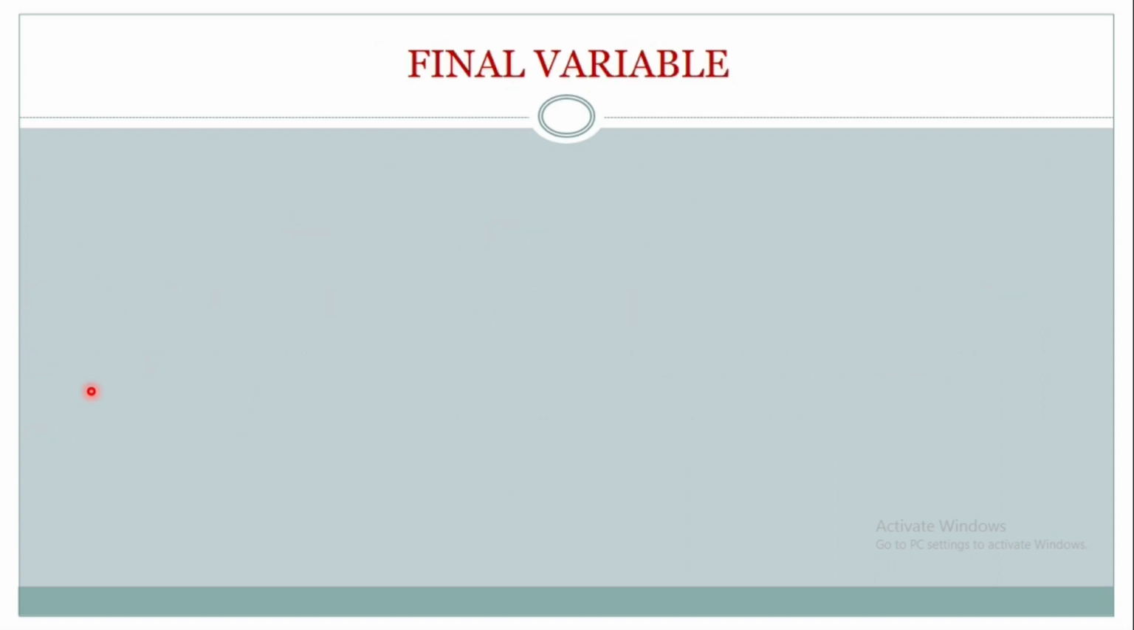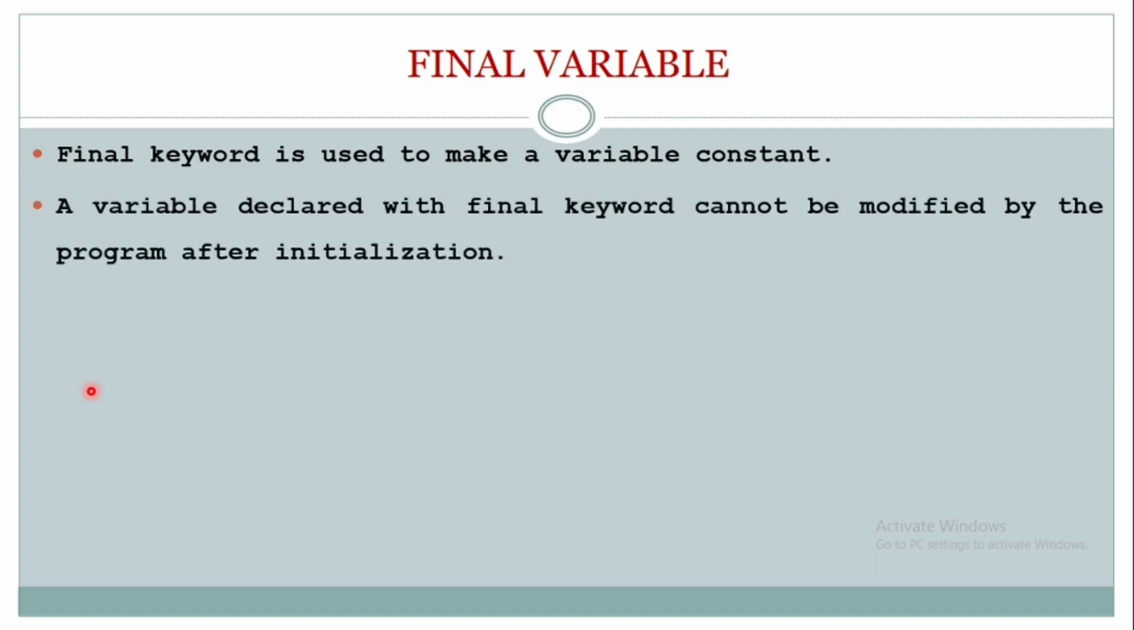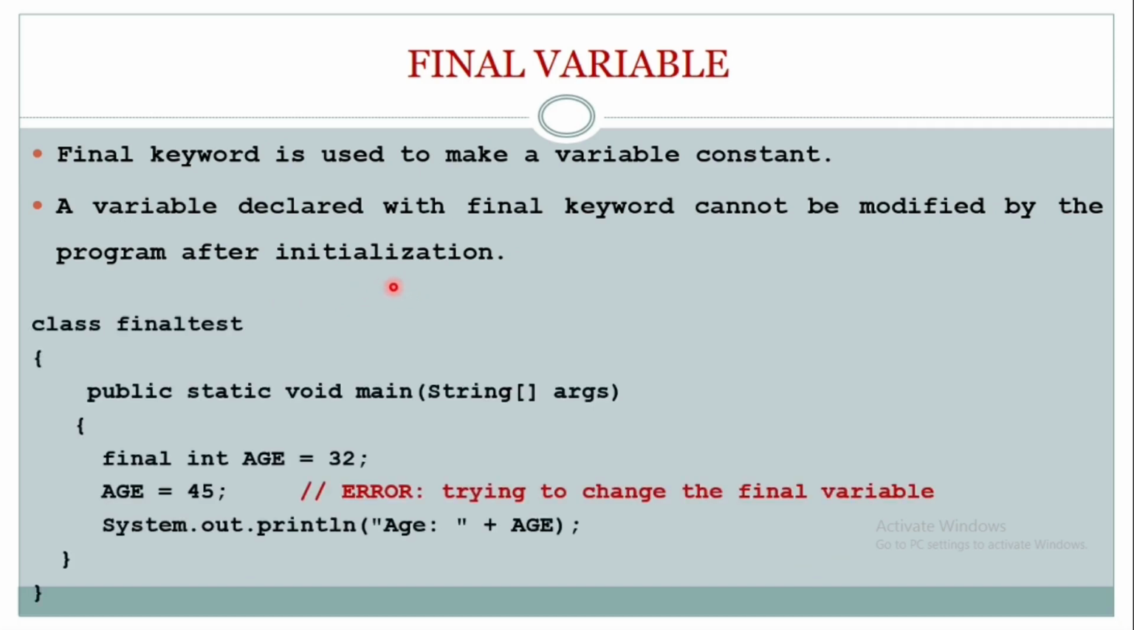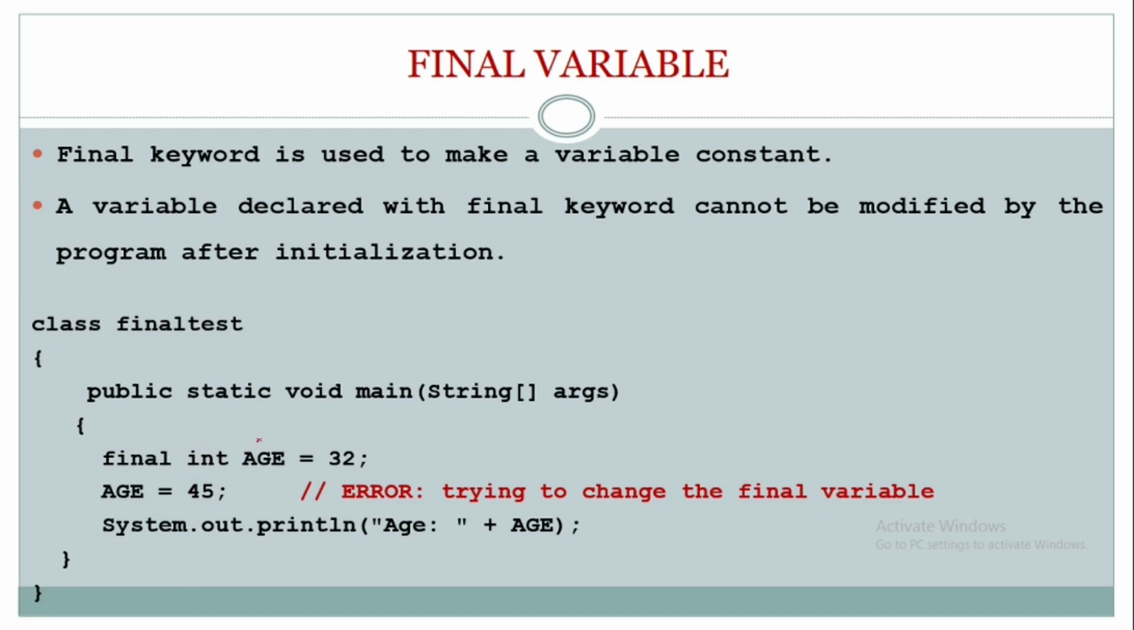First we'll discuss the final variable. The final keyword is used to make a variable constant. So if I make any variable final, that particular variable will be constant. The variable declared with the final keyword cannot be modified by the programmer after initialization. As you can see, age is a variable, I've made it final and initialized with the value 32.